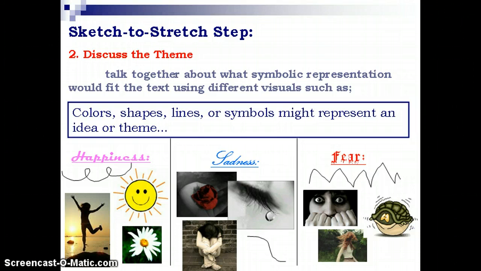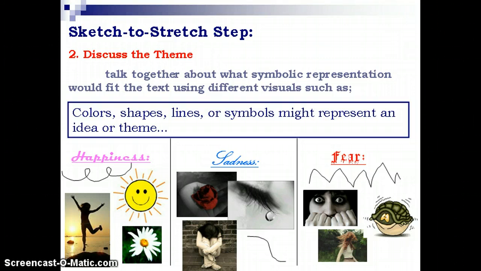Some stories convey happiness, sadness, or fear. To give a couple of examples, happiness might be given the color pink because pink makes a lot of people happy, along with the sun and flowers. To represent someone that is happy, you might show them with their arms up and lines that are happy and bouncing.